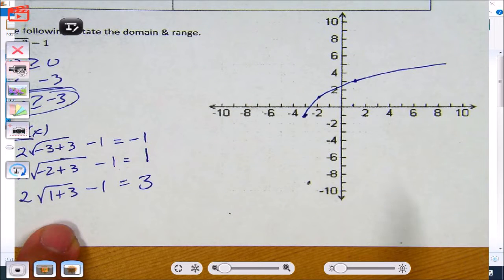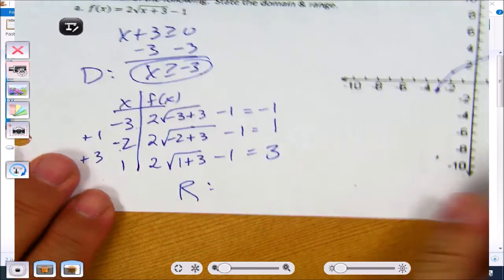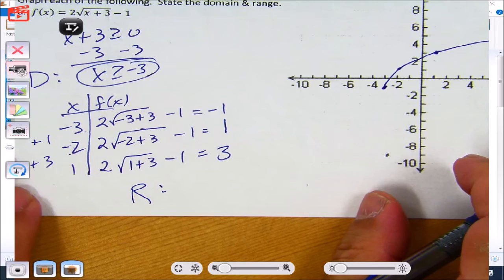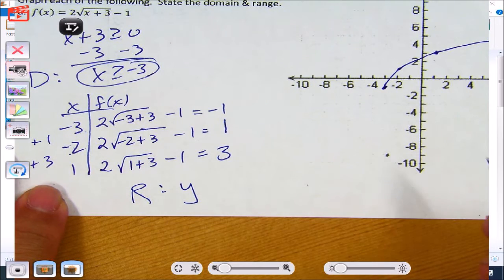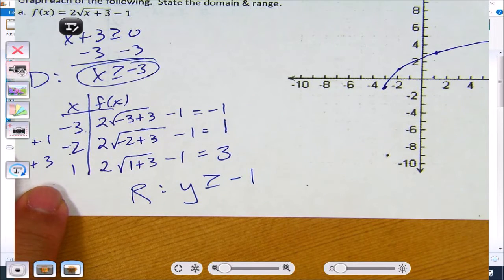All right. So what's the range? The range is y is greater than or equal to negative 1.